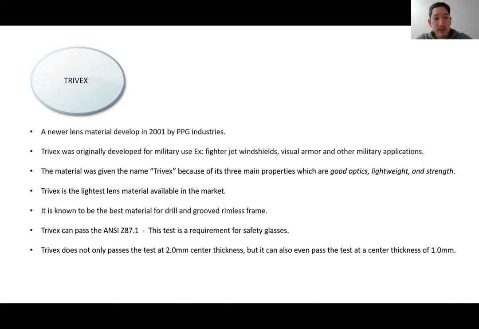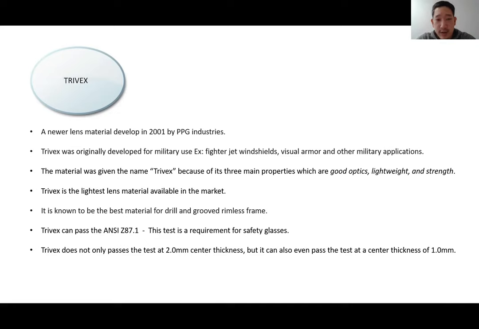The material was given the name Trivex because of its three main properties, right? Number one, it's good in optics. Number two, lightweight. And third, for its strength. That's why it is mainly used for military applications. Trivex is the lightest lens material available in the optical market right now. It is also known to be the best material for drill and groove rimless frames. So if you are looking for a rimless frame, Trivex is going to be your top option.